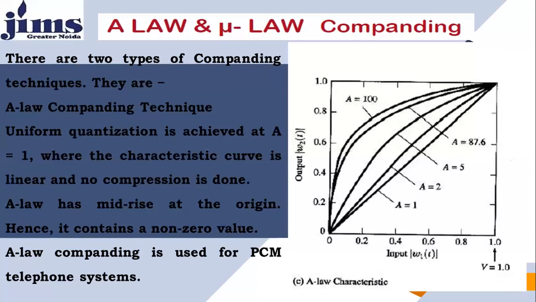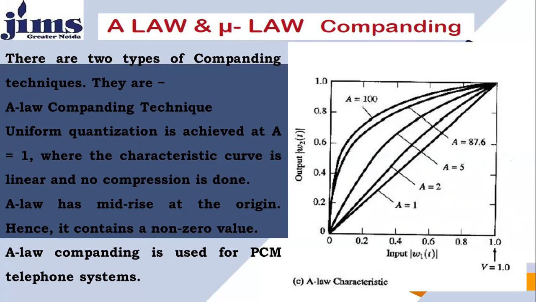When A is equal to 1, it is linear. So uniform quantization is achieved at A equal to 1. So A equal to 1 shows linear, and linear shows uniform quantization, right? So for uniform quantization, we always have a curve which is a straight line. So at A equal to 1, we have a straight line, and this is the case of uniform quantization. And all the other curves show non-linearity, and they come in the category of non-uniform quantization, right?